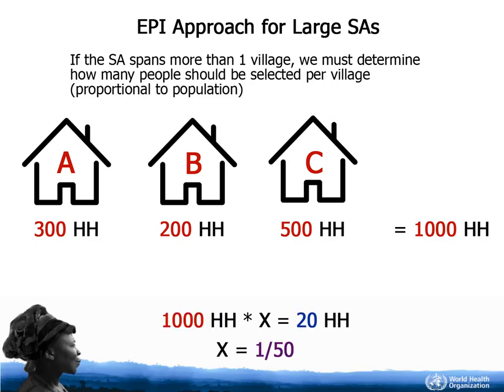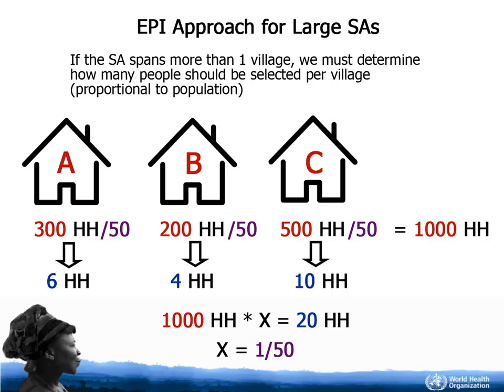Since we have 1,000 households and need only 20, we need to divide each village by a factor of 50. This gives us 6 households to select from Village A, 4 households to select from Village B, and 10 households to select from Village C. Altogether, these numbers will add up to give us our 20 households. The EPI approach will need to be implemented independently in each of these villages.